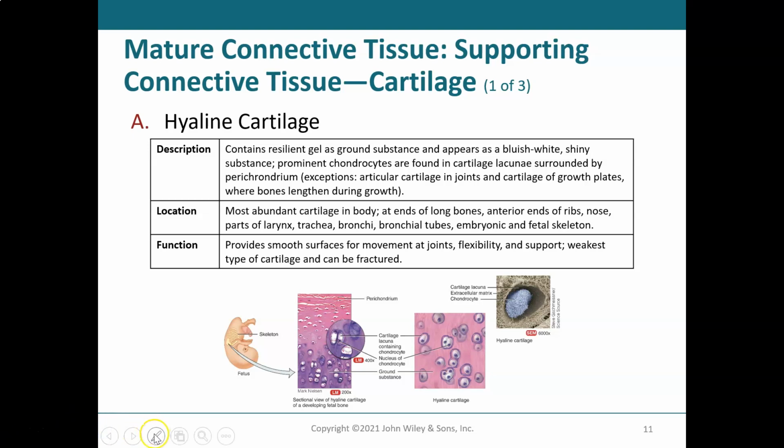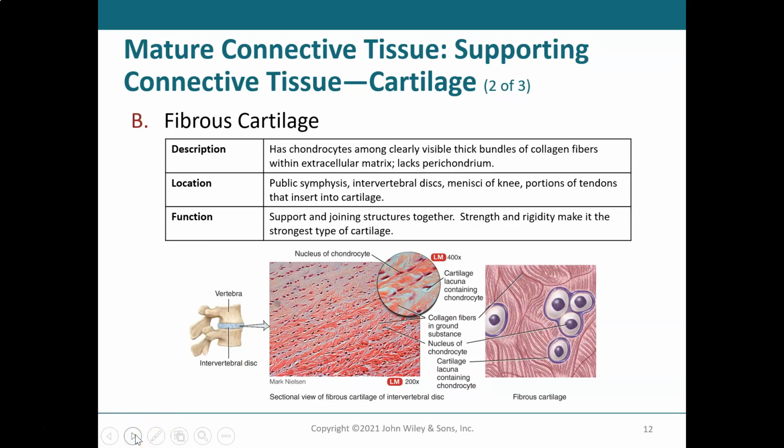Moving on from hyaline cartilage, we get to fibrous cartilage. Areas where you'd find this: the pubic symphysis, the intervertebral discs, the menisci of knees, and portions of tendons that insert into cartilage. So it has a big amount of strength and rigidity to it, and that's really important. It supports and puts structures together, and the strength and rigidity really make it the strongest type of cartilage.